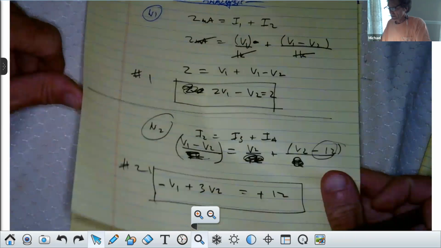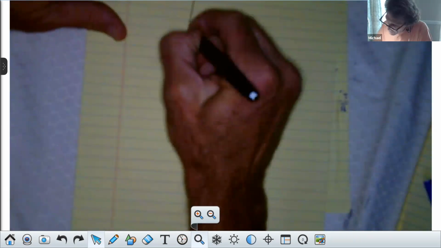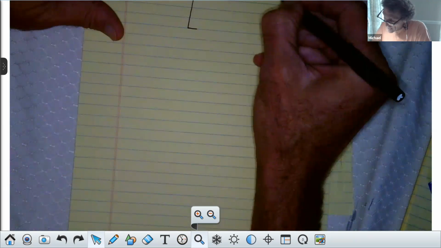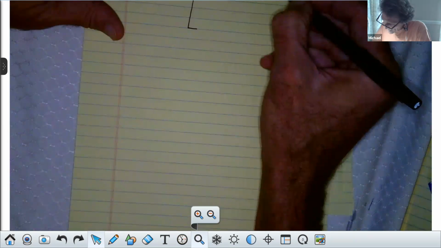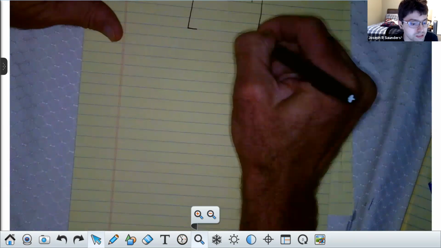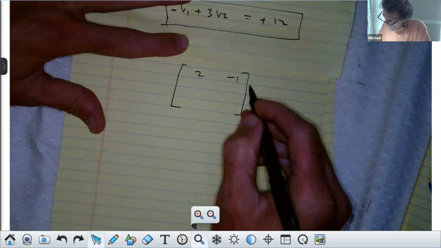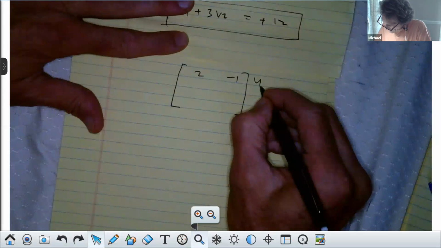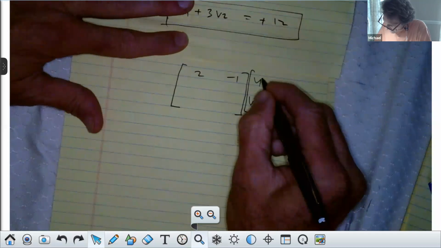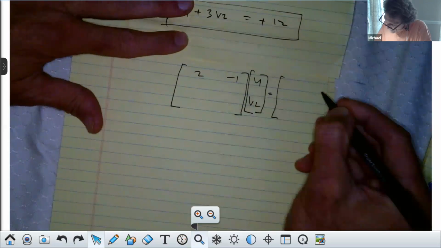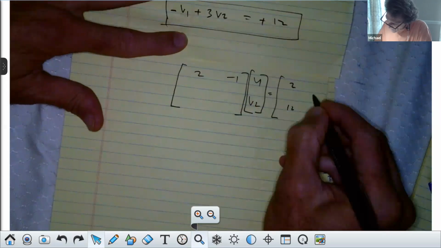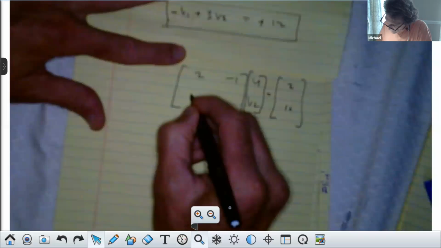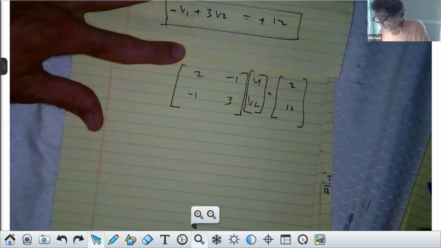so when I do this, I'm going to go ahead. I'm going to put, first equation was 2, and then it's minus 1. Could you slide the paper up a little bit? I will. I'm 2 minus 1, and then it's V1, V2, right, is equal to, and that's 2 and 12. And the second series of equations is minus 1 and 3. Y'all got that, class?